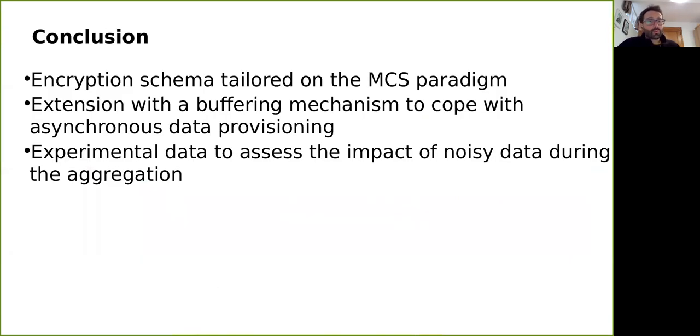So in conclusion, what we have done is to introduce an encryption schema tailored on the mobile CrowdSensing paradigm with an extension of the buffering mechanism to cope with asynchronous data provisioning. Our experimental data are designed to assess the impact of the noisy data during the aggregation, giving rise to a framework able to support high noise, but without losing a lot of information.